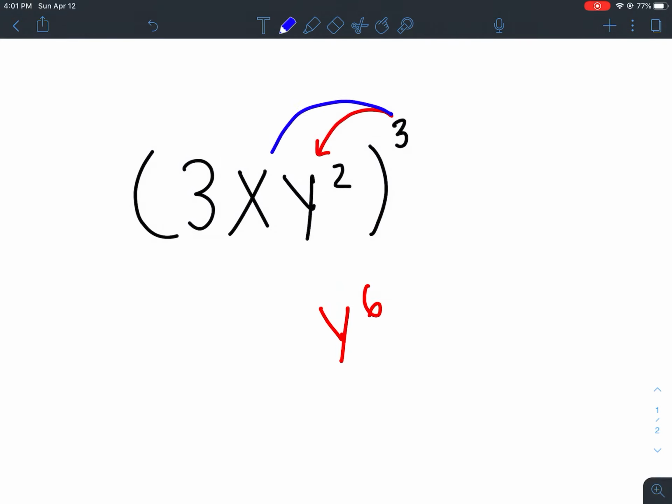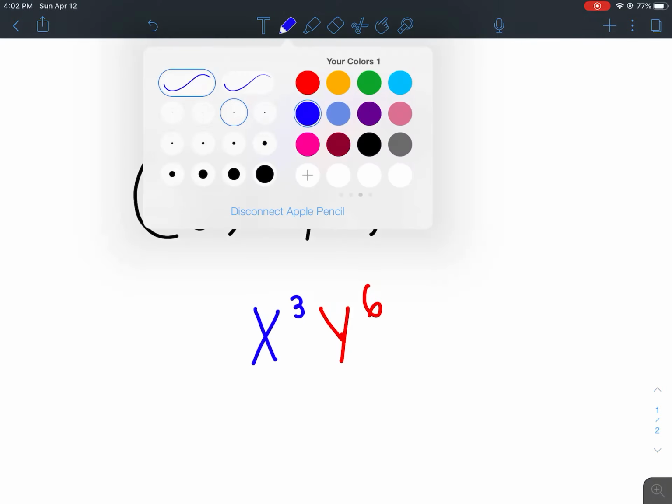The next thing we have here is we're going to distribute it to the next base, which is x. Now, the exponent on the x is a 1, as mentioned in the last video. If it is not written, it is a 1. Okay, if it is a 0, it will say 0. I promise it is not 0. Okay, so 3 times 1 is going to be 3.